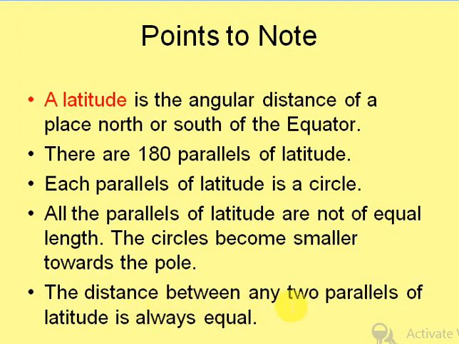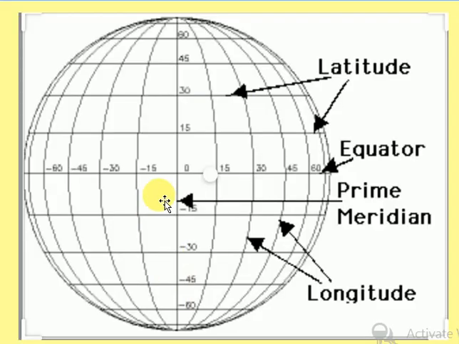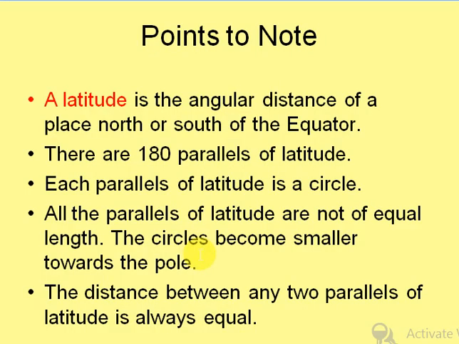The distance between any two parallels of latitude is always equal. So the distance between any two latitudes, if you see from here 0 to 15 and 15 to 30, you will find the distance equal on both sides of the equator. On this side also, you will see the same difference between two latitudes. So this was about the latitudes.